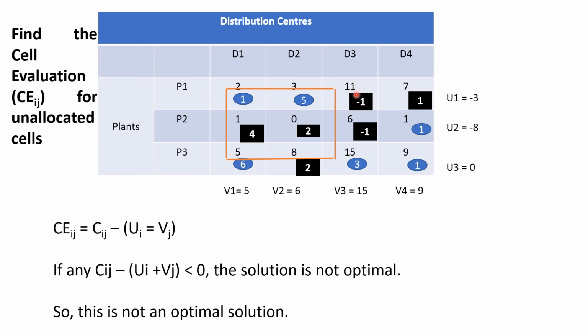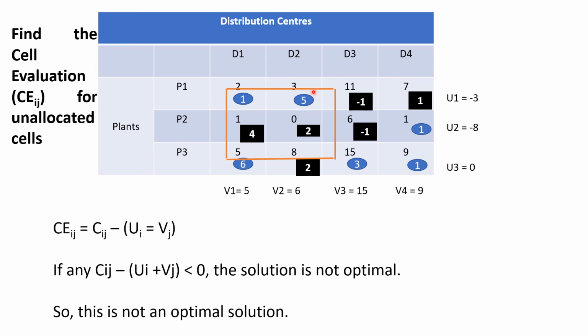Now if this cell wants to come into my solution, how many allocated cells will we have? 1, 2, 3, 4, 5, 6. We already had 6, and this also wants to come into my solution. In that case, the number of allocated cells will be 6 plus 1, 7. But is it allowed? No. At any given point of time, your number of allocated cells should always equal m plus n minus 1, which is 6 in our case. So if this wants to come into my solution, one of the allocated cells should leave, right?